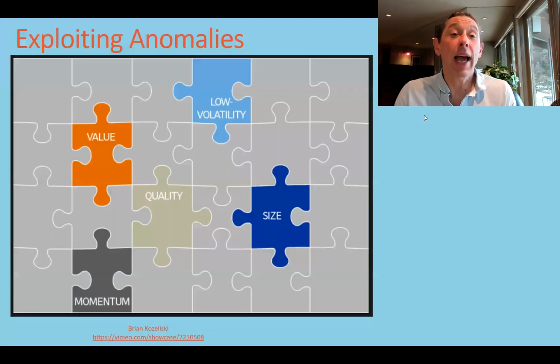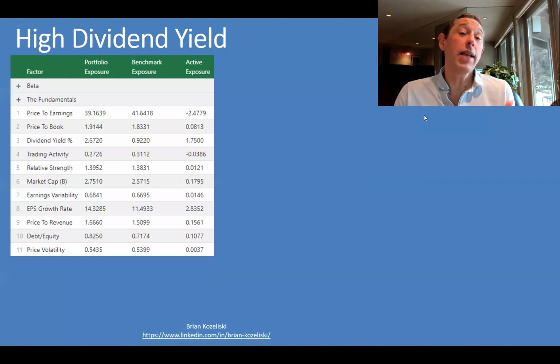As you recall, we create portfolios in the smart beta universe that target specific anomalies out there, including having a lower volatility portfolio, a smaller portfolio, a cheaper portfolio, etc. Let's take a look at what a portfolio that's targeting a high dividend yield might look like.